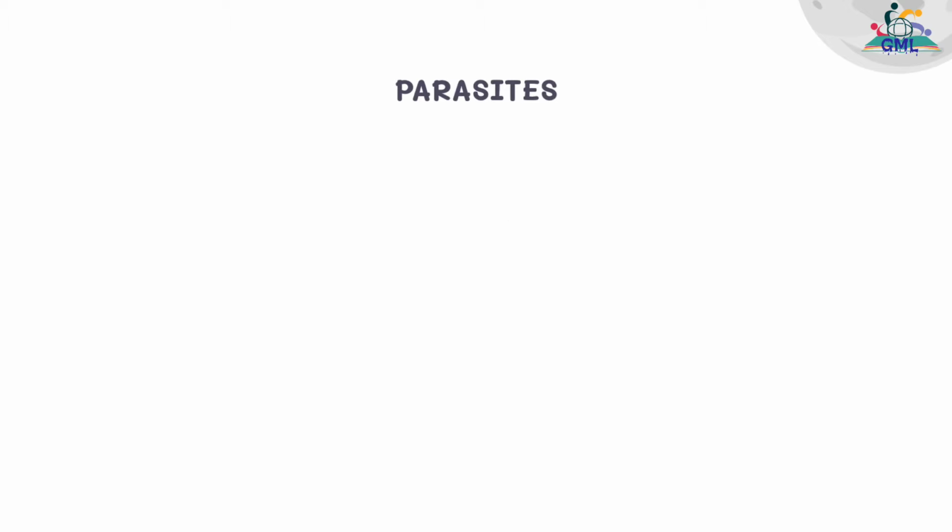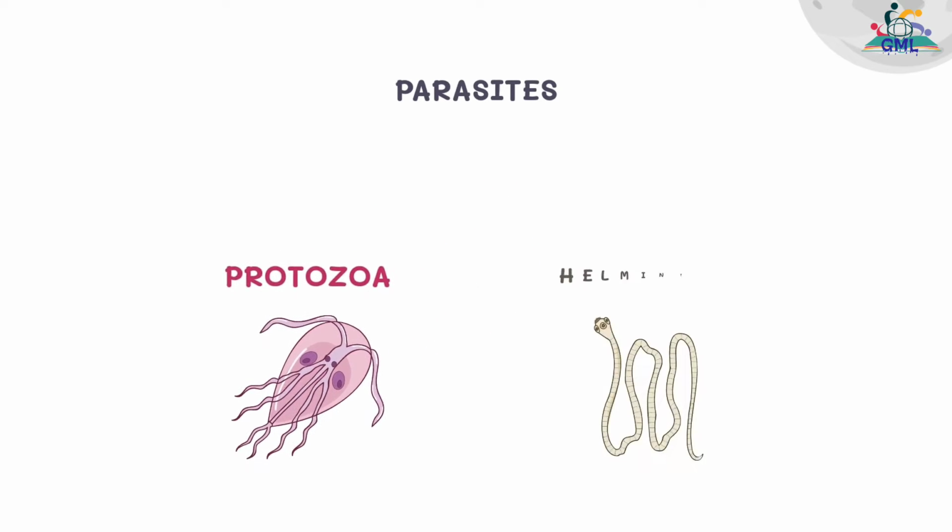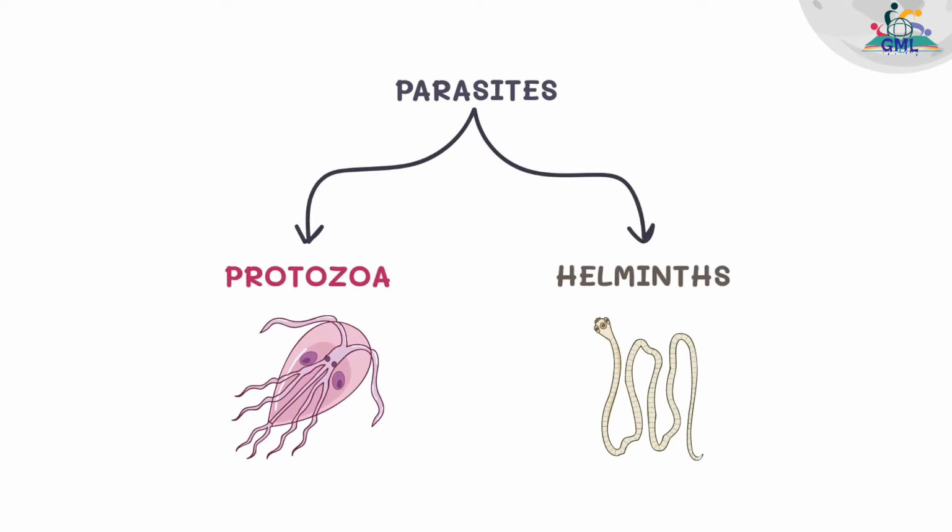Parasites. We focused mainly on protozoa in that video, but now we'll talk about another category related to parasites, which is helminths. Just to visit the concept again, parasites can be categorized into two main groups, protozoa and helminths. Previously we talked about protozoa, and today we'll be talking about the helminths.